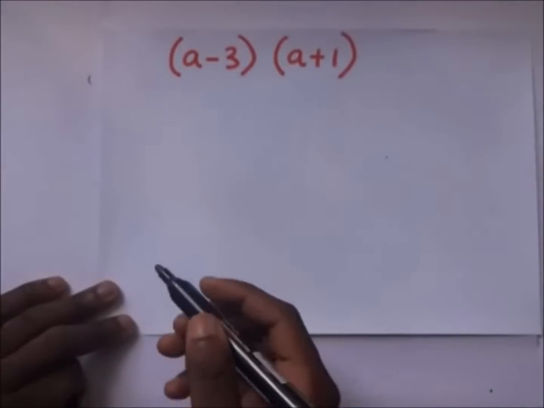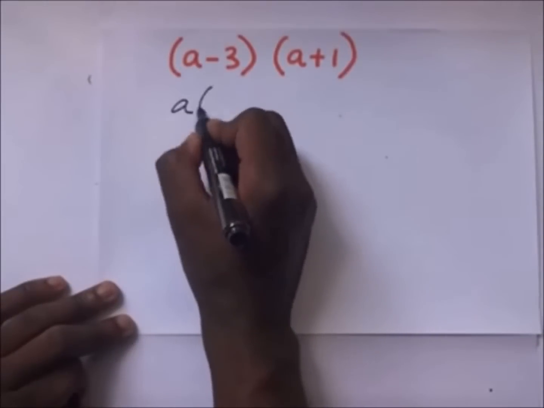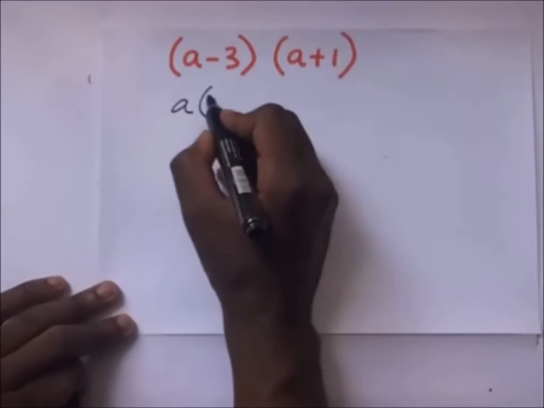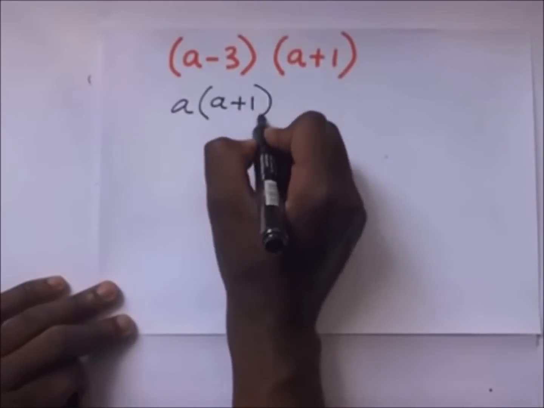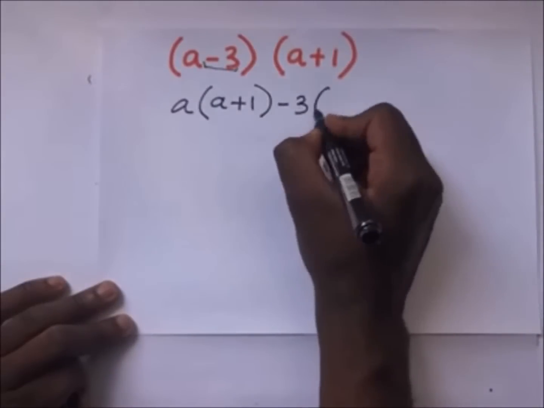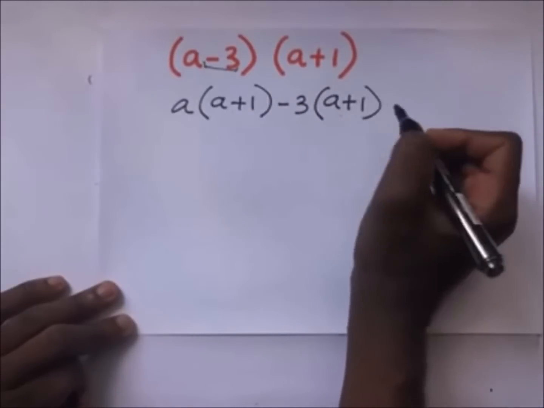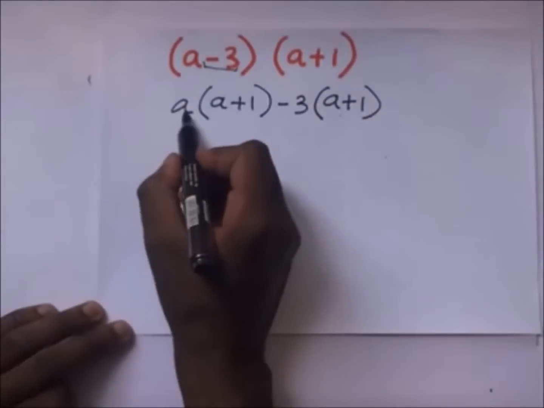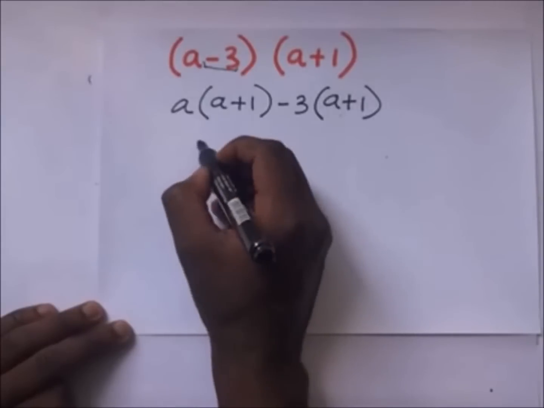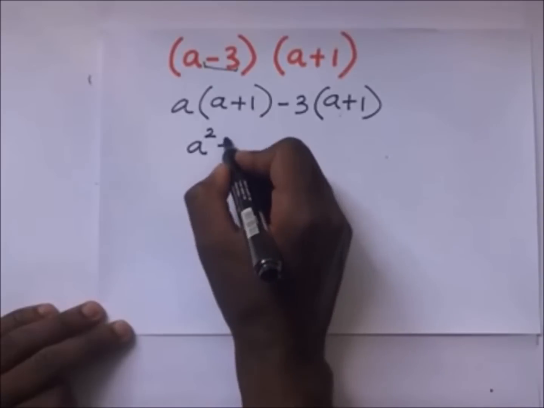Still the same thing. We get the first term, which is a, multiplied by all the terms in the second bracket, which is a plus 1. Then we have minus 3 into, multiplied by everything here, a plus 1. So we open brackets, a times a is giving us a squared, a times 1 is going to give us positive a.